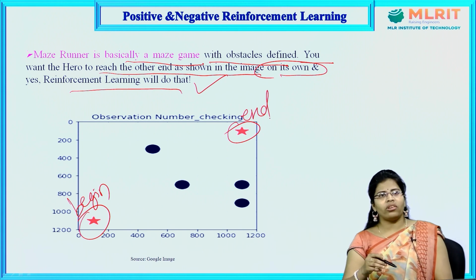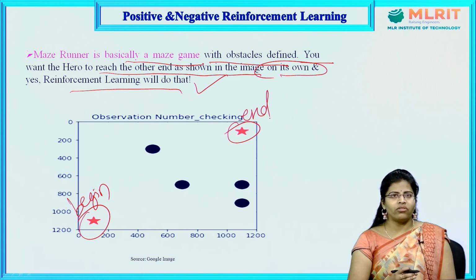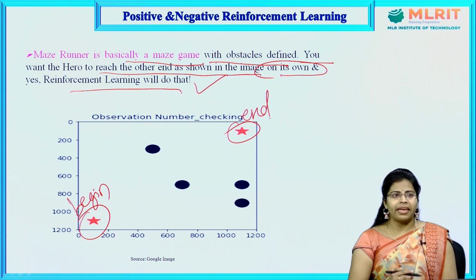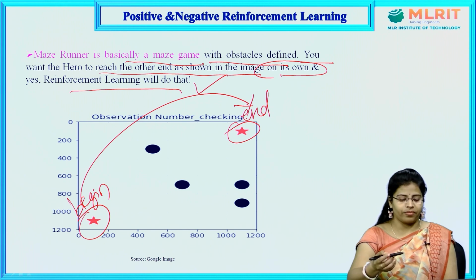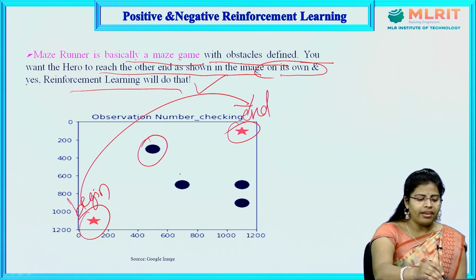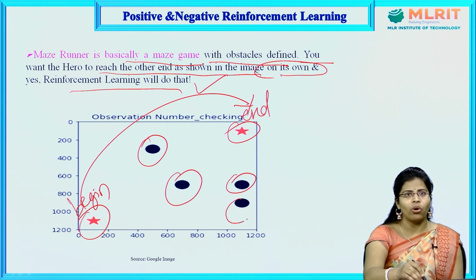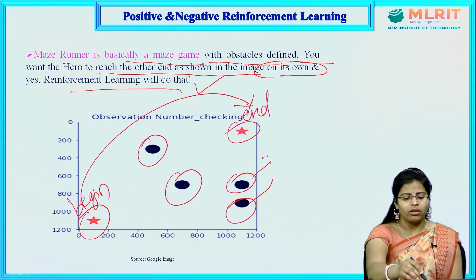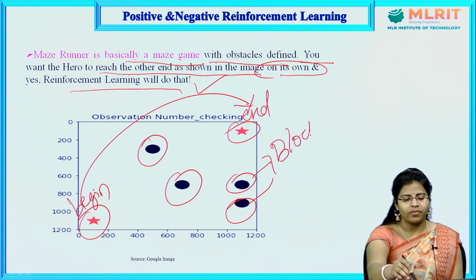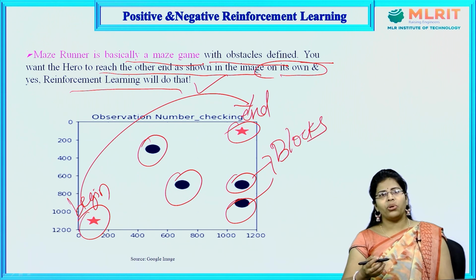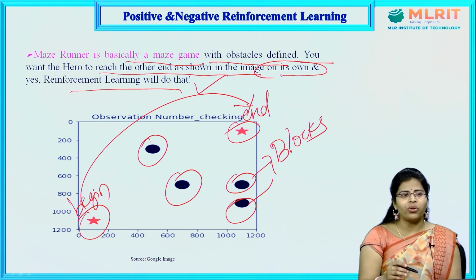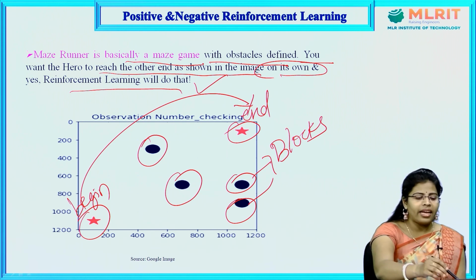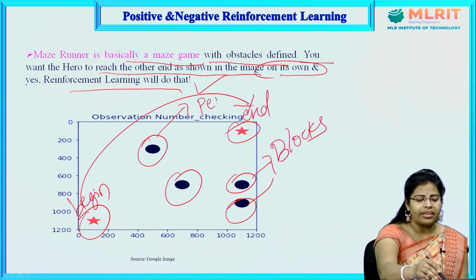Here we have two stars. We have to reach from one source to the destination, that is from begin to end. How can it be reached? For example, here you have black dots, which are known as blocks, and the star should not pass over those blocks. If the star passes through them, then it is going to get a penalty for it.